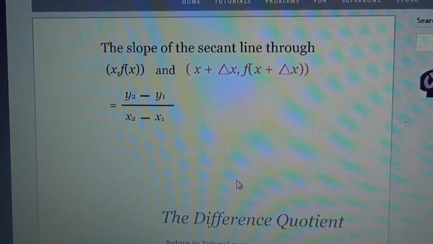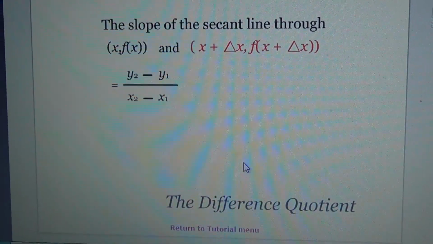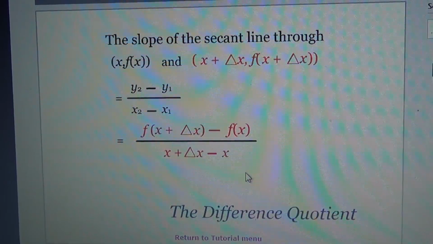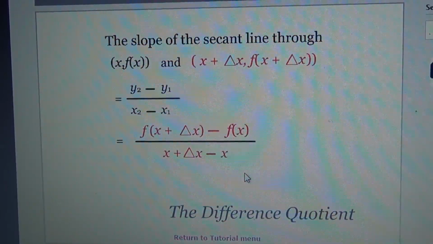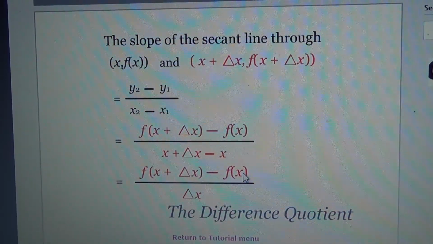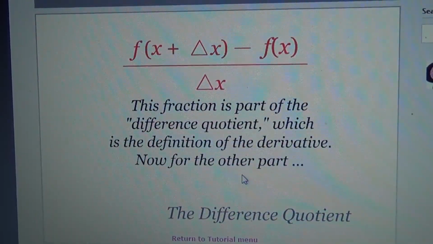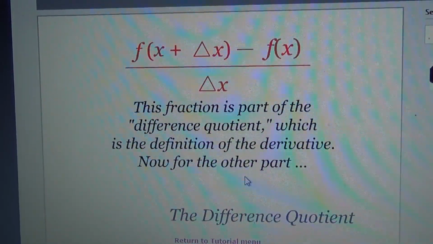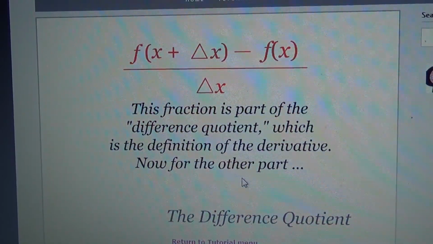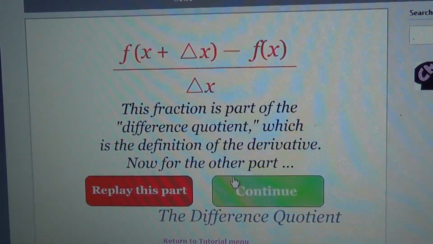And to do that, I'll use the old formula from algebra, where slope is equal to y2 minus y1 divided by x2 minus x1. And I'll get the slope is f of x plus delta x minus f of x, all divided by the quantity x plus delta x minus x. And if I subtract those x's in the denominator, I get this. Now remember, this is the slope of the secant line, not the tangent line. So I'm not done yet. I need to find a line which is closer to the tangent line than this one.